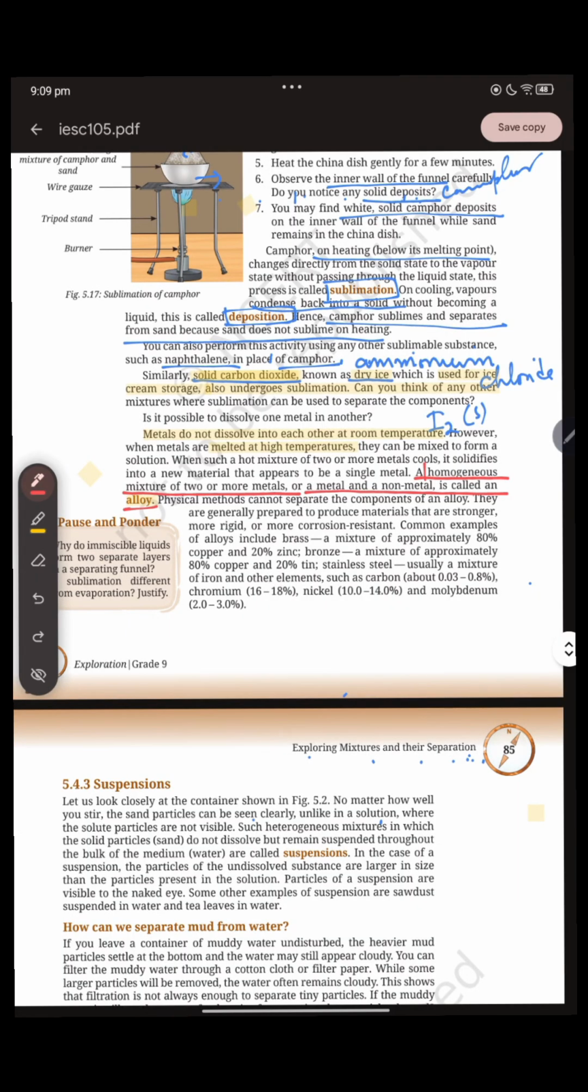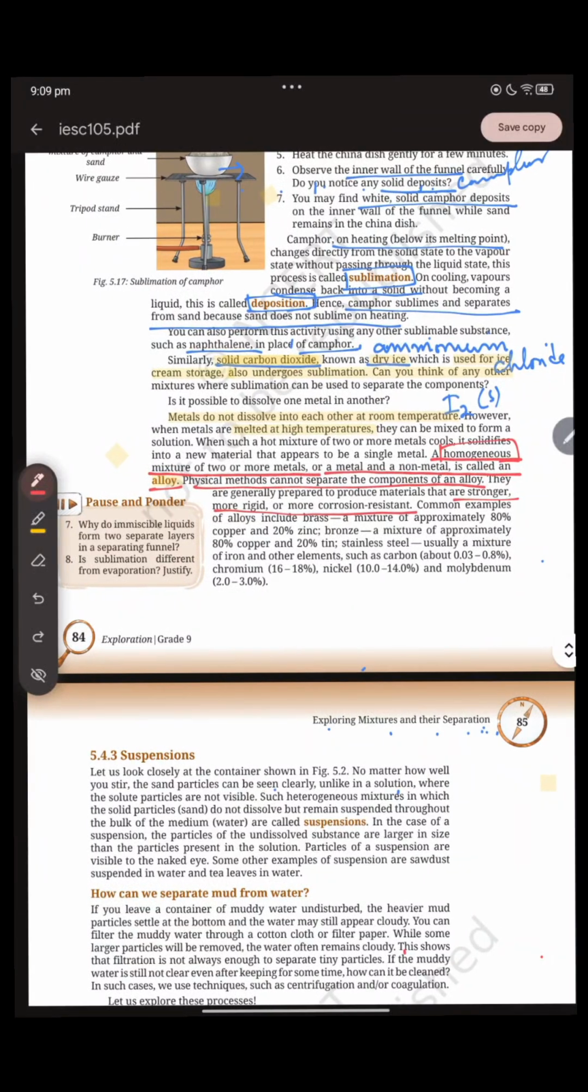Since it is homogeneous in nature, physical methods cannot separate the components, right? And they are generally prepared to produce materials that are stronger, more rigid, and corrosion resistant. That is, to improve the property of the metal, they are converted to their alloys.